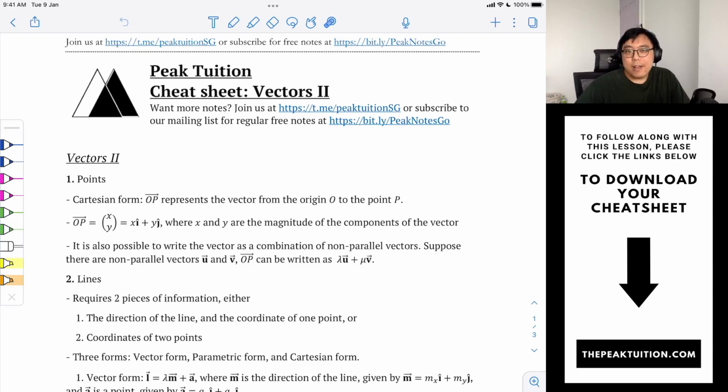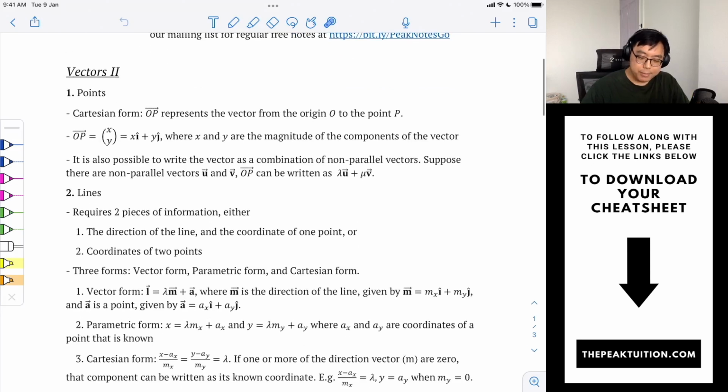There are three main things you need to know in vectors: points, lines, and planes. Apart from just knowing them, we also need to know how they relate to each other, such as finding the distance of a point from a line, the distance of a point from a plane, etc. A point is simply a point.